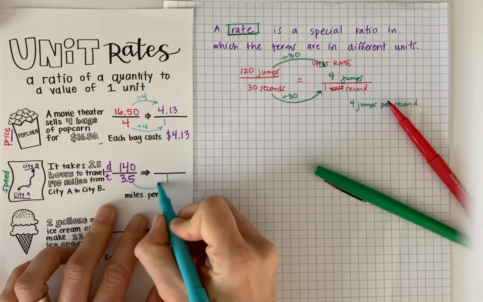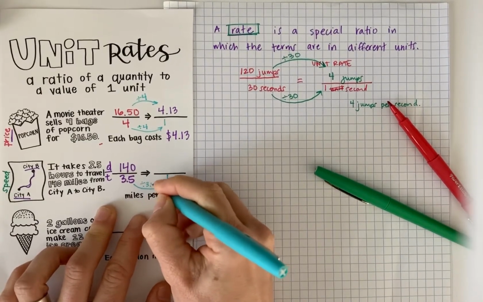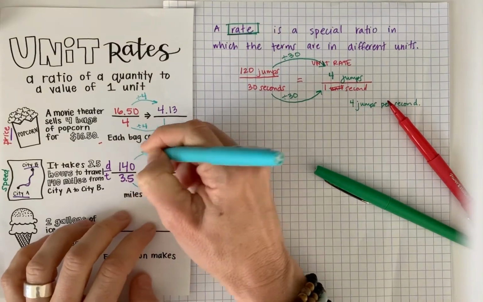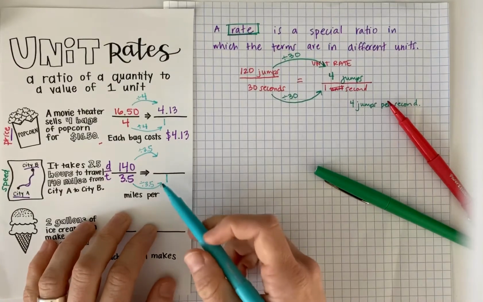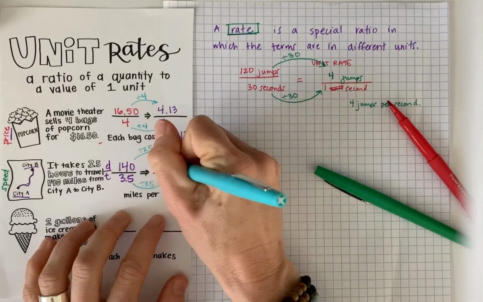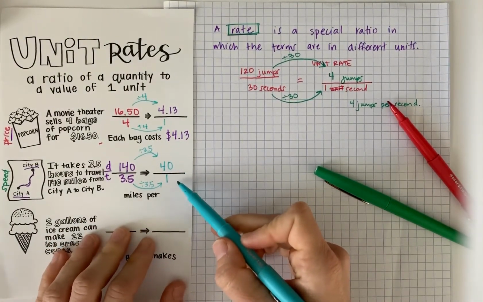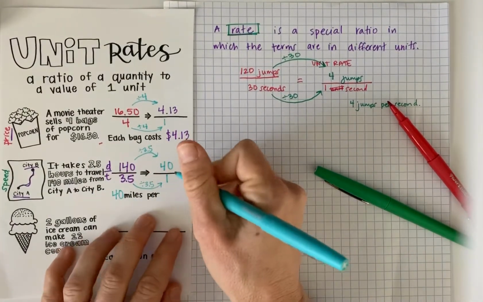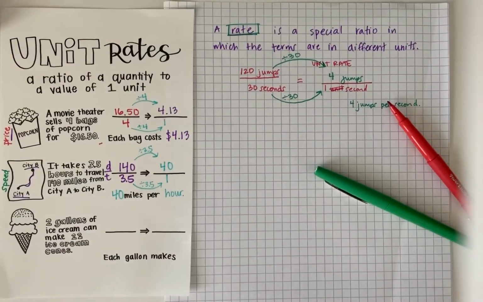So I'm going to be going from 3.5 to 1, which means I'm decreasing it by a scale factor of 3.5. So I'm dividing by 3.5. So I'm also going to divide by 3.5 here. Okay, so 140 divided by 3.5. Do a little long division over here. I'm going to get 40. So this 40 over 1 ratio tells me that that person is traveling 40 miles per hour. That is their unit rate.